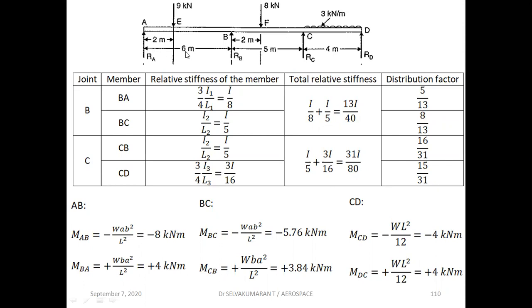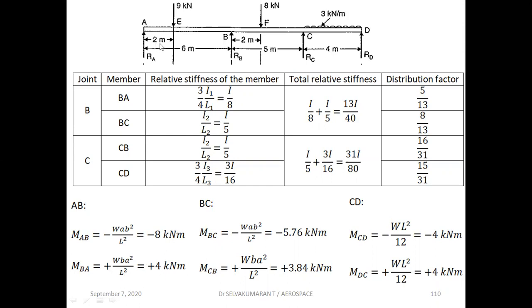By considering the individual spans as individual fixed end beams, AB a fixed end beam, BC another fixed end beam, and CD another fixed end beam, we have to find the fixed end moments. So this is the formula. For a fixed end beam subject to an eccentric point load, MAB is anti-clockwise, so minus W A B square by L square. MBA is clockwise, plus. The formula is W B A square by L square.